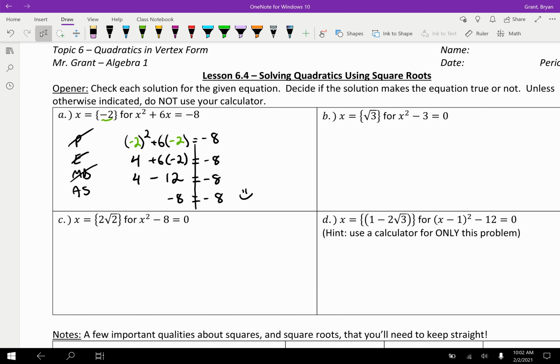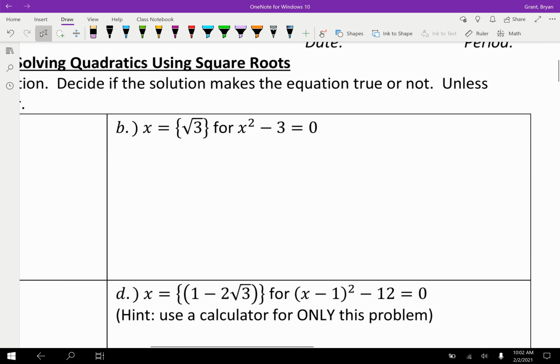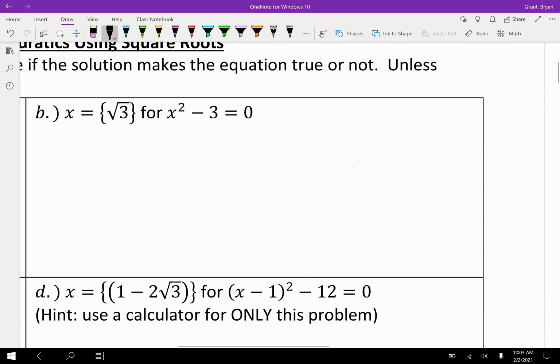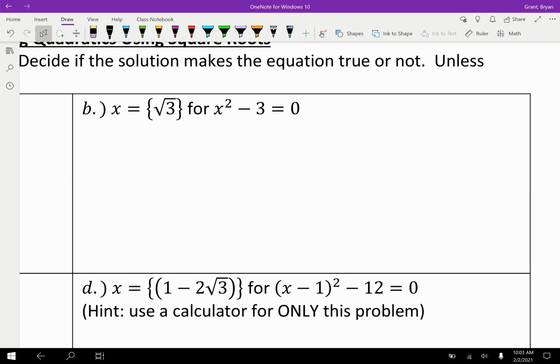All right, and we're back. Now, you might have gotten a little stuck on part B, especially because they asked you to not use your calculator here. So I think this is definitely worth talking about.